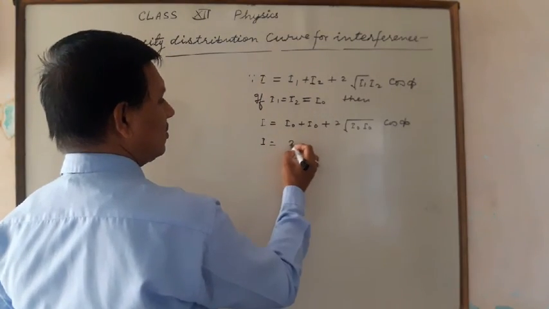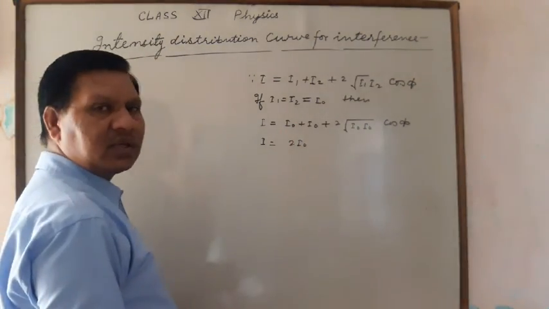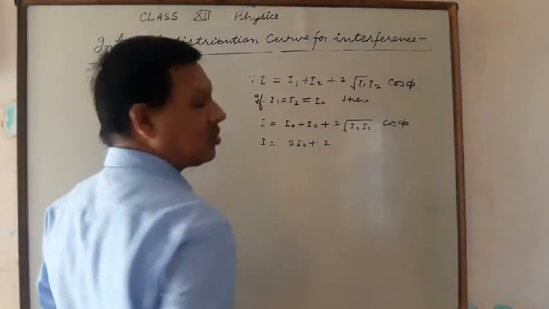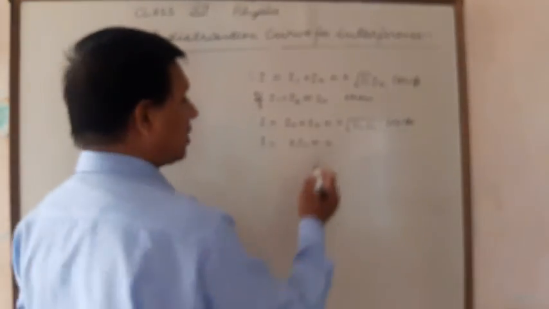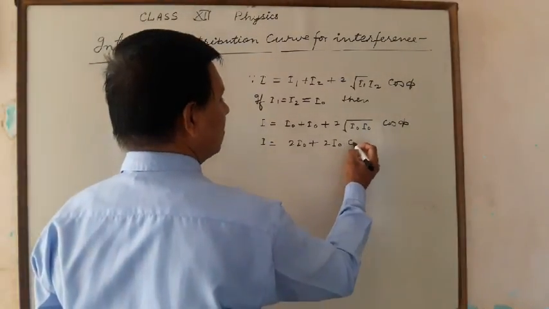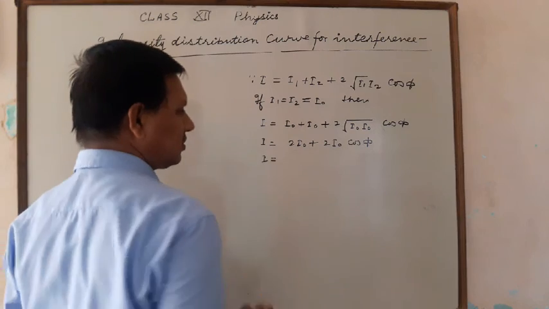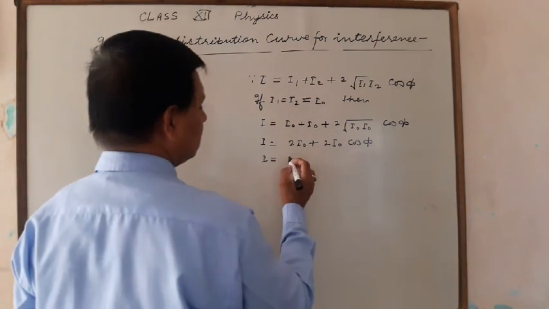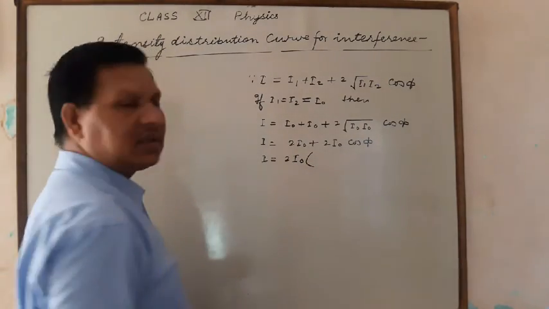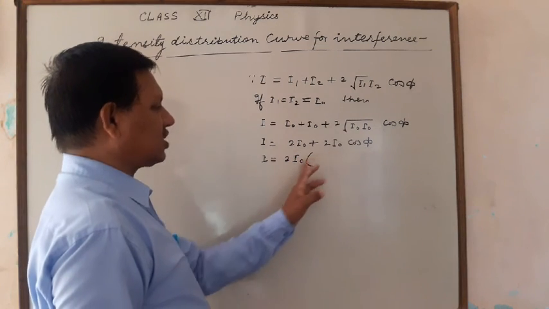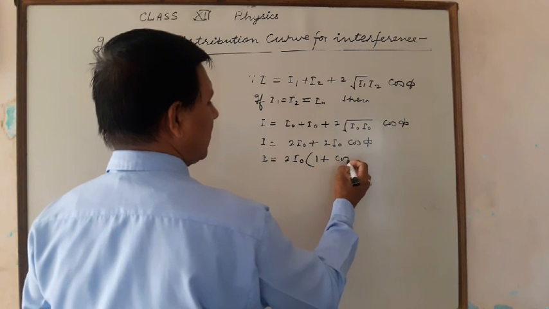That is, I is equal to 2 I naught plus 2 I naught cos phi. Here we see that under root I naught into I naught is I naught, so taking it outside we write 2 I naught cos phi. Taking common 2 I naught in these two terms, we find that I is equal to 2 I naught into 1 plus cos phi.